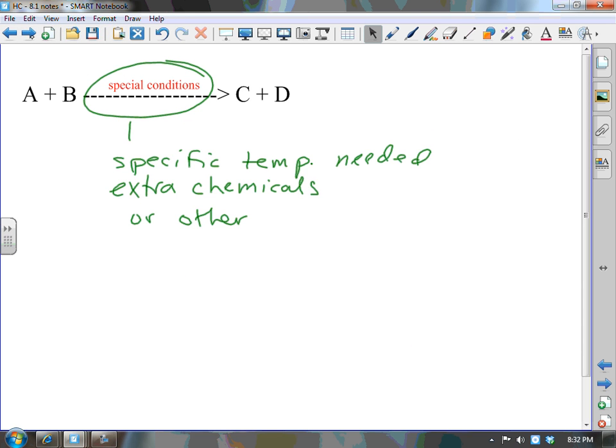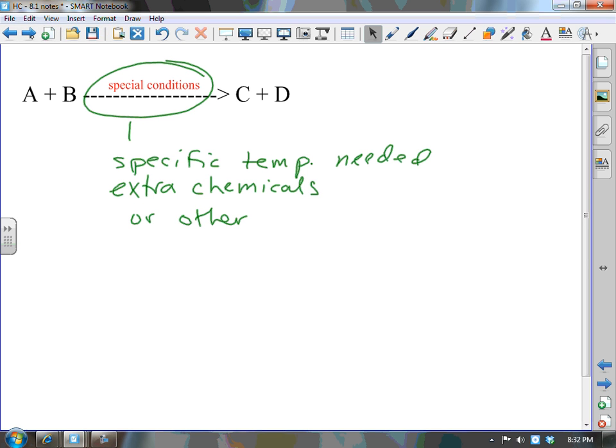All right, next thing, you may see something written above or below the arrows. Those are often referred to as special conditions. Maybe we have to have a unique temperature. Maybe there has to be an extra chemical involved, something we call a catalyst, or something else. It could be something as simple as the reaction's not going to work unless it's at least 200 degrees Celsius. Or the reaction's not going to work unless the gases are under a certain pressure. Now, something a little bit more bizarre is the reactions aren't going to work on Tuesdays. Obviously, it's not necessarily the case, but that is a special condition.